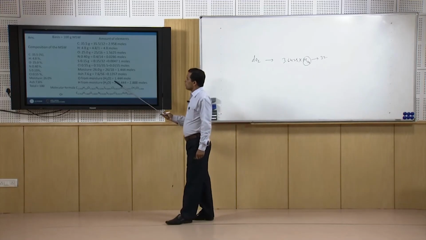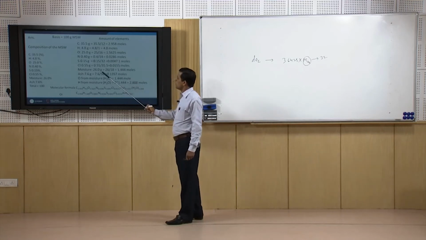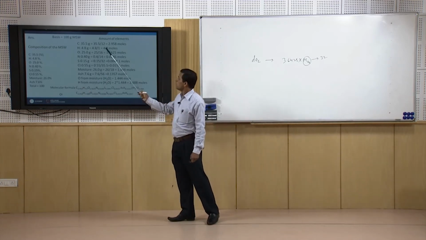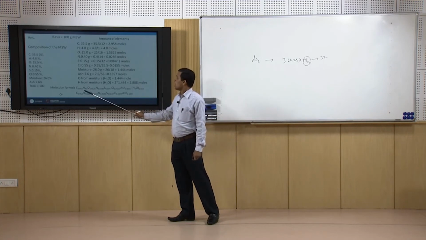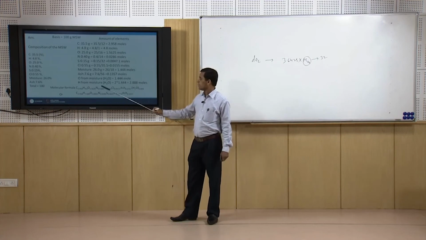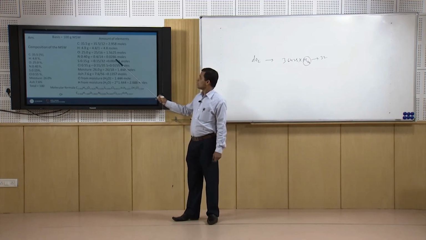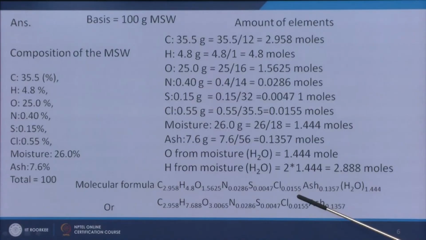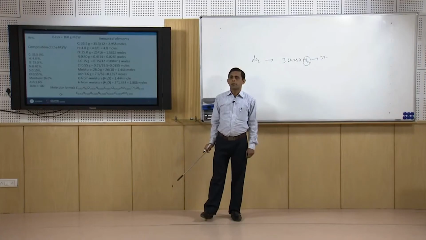Now, up to this if we get, then we can represent the molecular formula of the MSW as C 2.958, hydrogen 4.8, oxygen O 1.5625, nitrogen 0.0286, sulfur 0.0047, chloride 0.0155, ash 0.1357, and H2O moisture that is given 1.44. So, H2O will be 1.444. So, this is the molecular formula of the MSW.